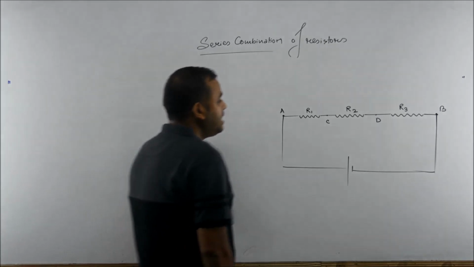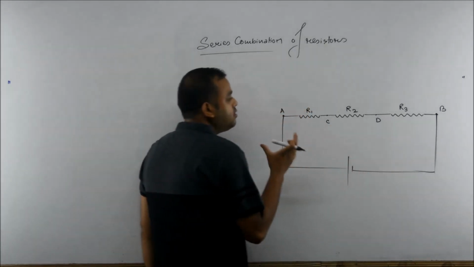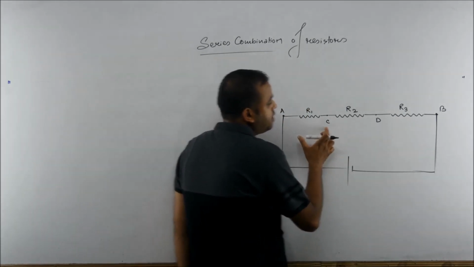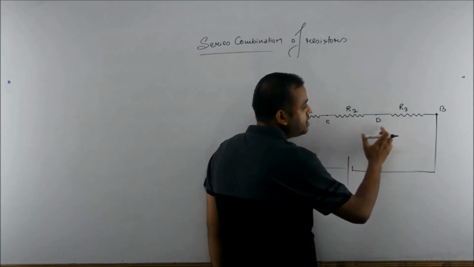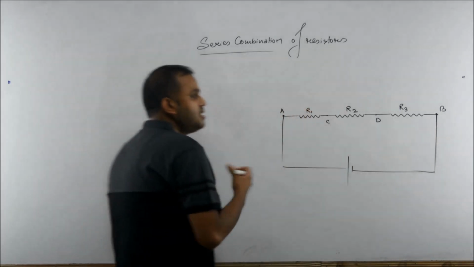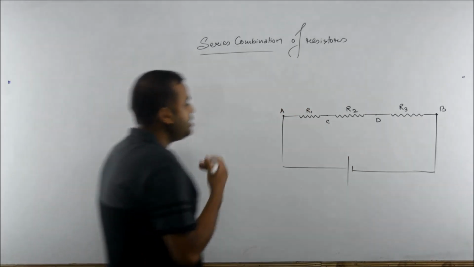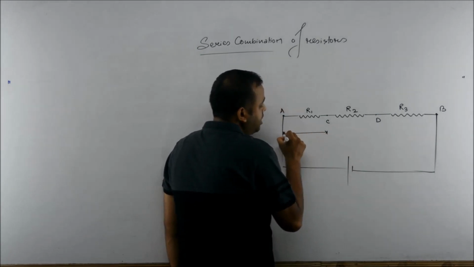Now clearly you can see that the end points of the resistors are different. If I ask you what are the end points of R1, you would say A and C. What are the end points of R2? You would say C and D. What are the end points of R3? You would say D and B. So clearly you can see that the end points are different. That means the potential difference across the resistors will be different.